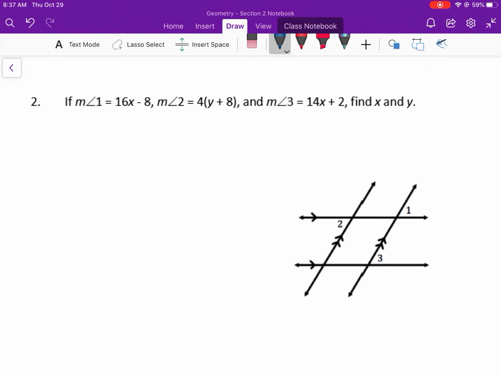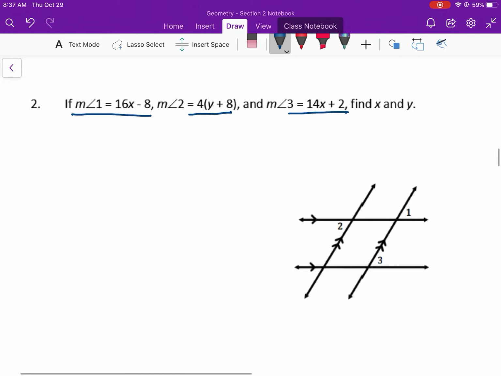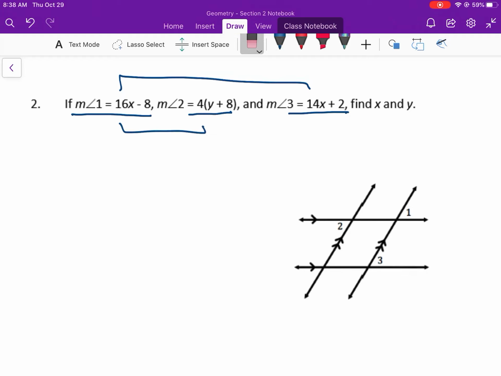All right, so now I look at this picture, and before I get all worked up, I don't know if you noticed this, but angle 1 has an X in it, angle 2 has a Y in it, and angle 3 has an X in it. We're supposed to find both X and Y. So I'm going to try to find the relationship between 1 and 3 so I can find the value of X. I can't compare 1 and 2 because they have an X and a Y, and that doesn't work. So let's see, does angle 1 and angle 3 have a relationship?